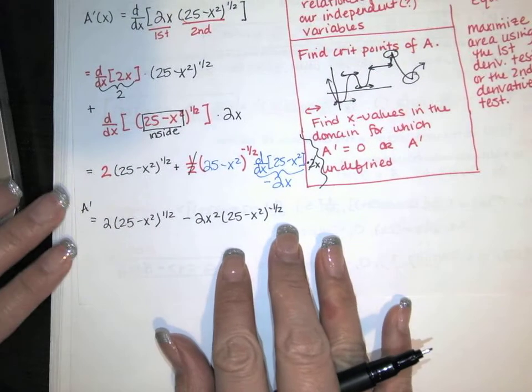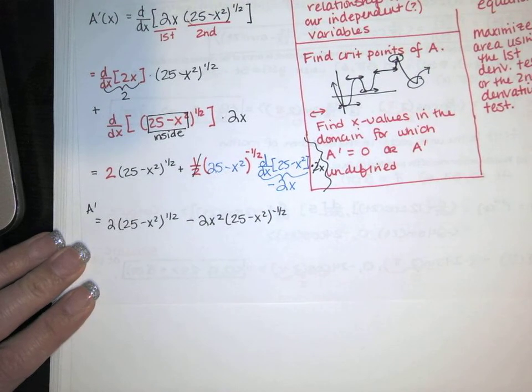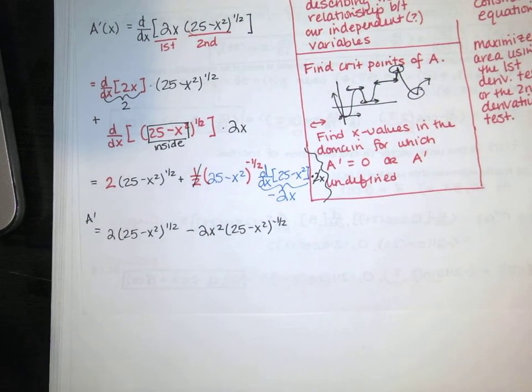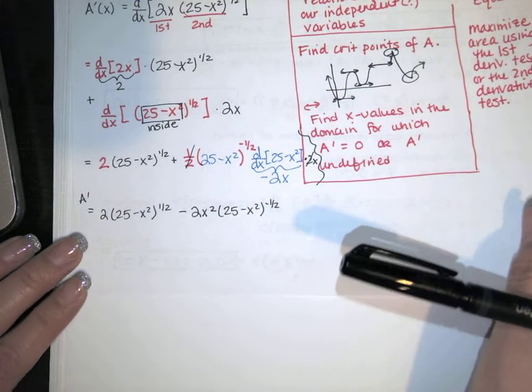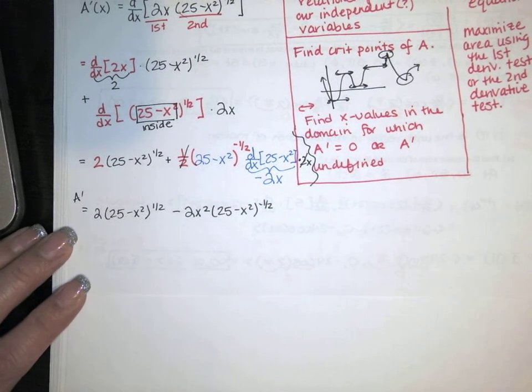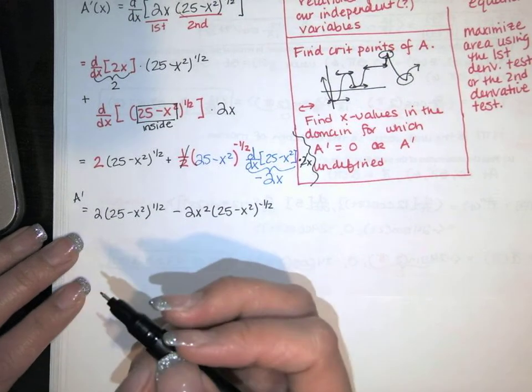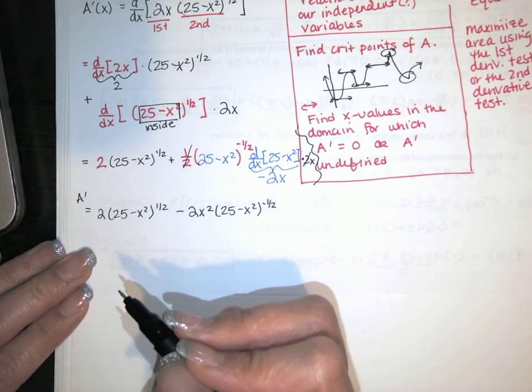Now that looks pretty bad. If I were to factor that, it would require some sort of fancy factoring with the negative 1/2 powers. I think at this point, I would rather use the second derivative test. But no, let's factor it to find the x values where the first derivative is 0. Okay.